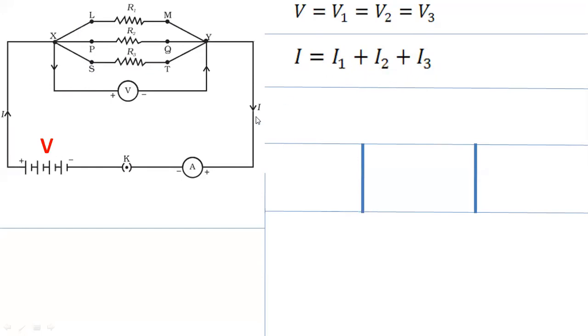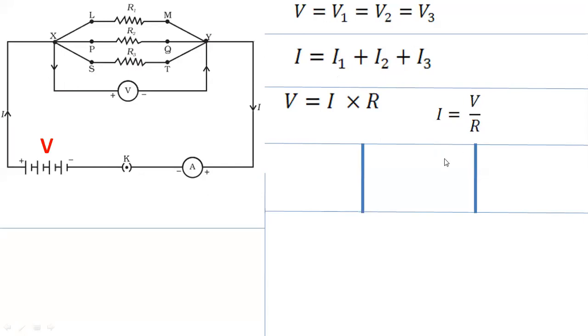But from Ohm's law, we already know V is equal to I into R. That is the formula. So the formula for I would be V by R. That would be Ohm's law. Now we have found the value of I from this equation. In the same way, we have to find the value of I1, I2 and I3. All the values we have to find. So what would be the value of I1? I1 would be equal to V1 by R1. I2 is equal to V2 by R2.